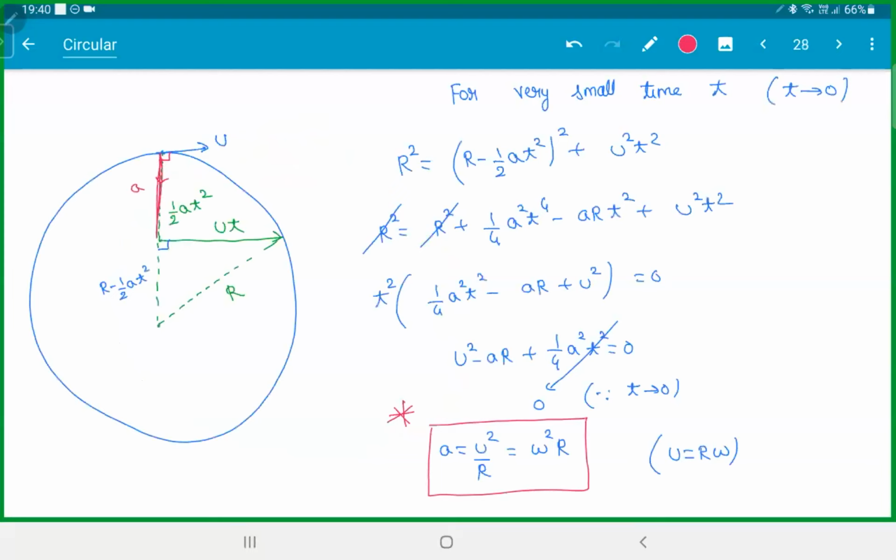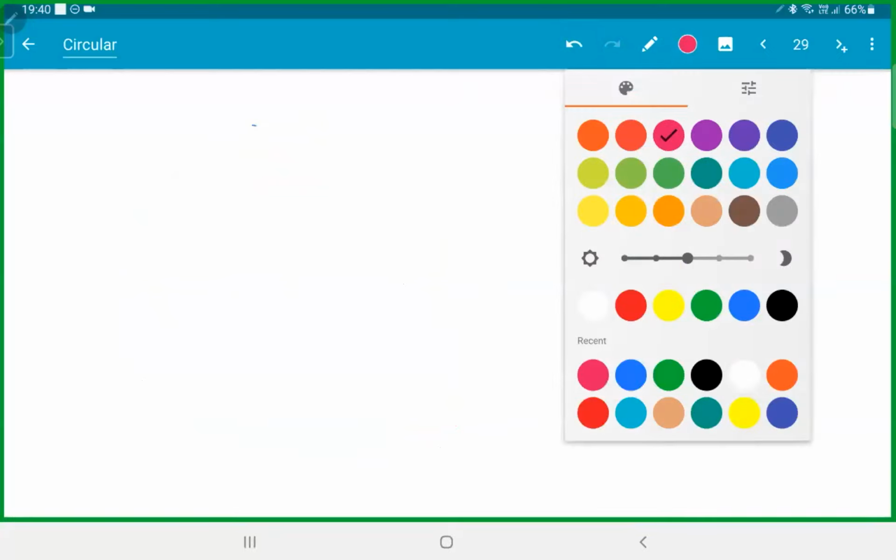Every time it falls, the velocity will put you back on a circle. But this happens only for a particular acceleration. Only when the acceleration is u square by r will it go exactly on the circle. Let me get back to this. Let me show you what happens. What happens if the acceleration is not equal?